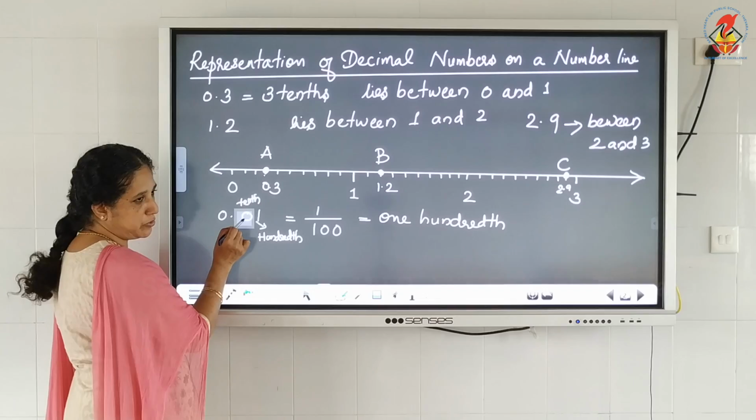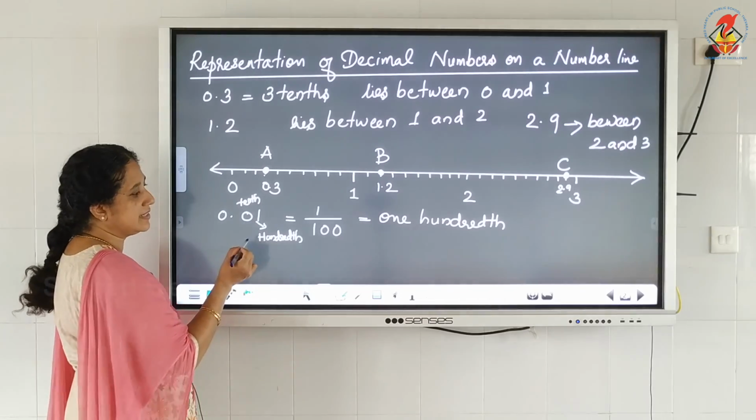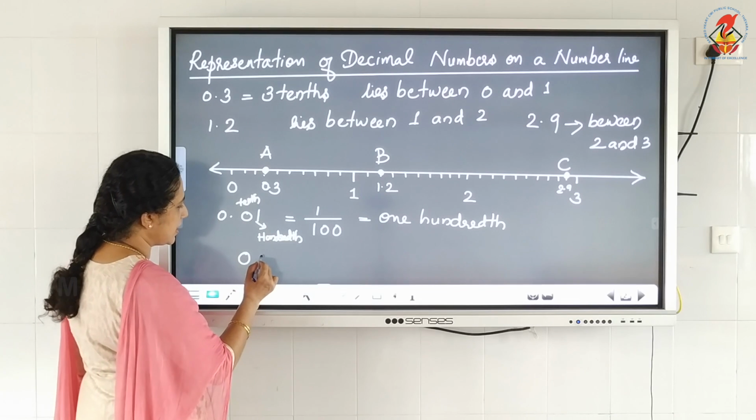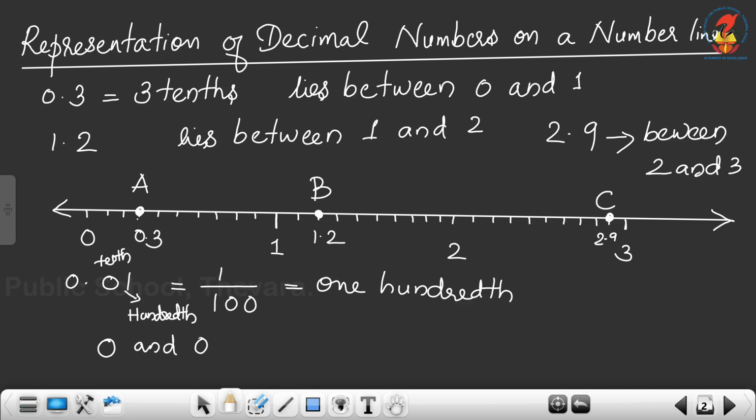The 10th place is 0. So we can say that 0.01 lies between 0 and 0.1. After 0 we have 0.1. Therefore, the decimal number 0.01 lies between 0 and 0.1.